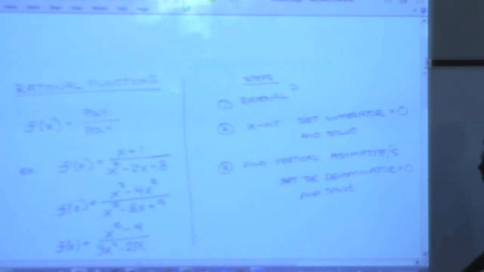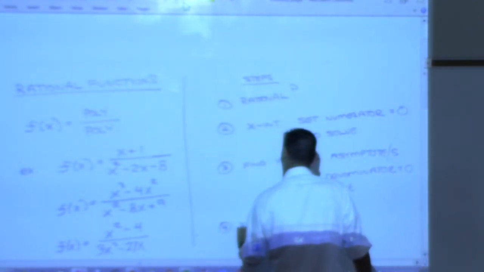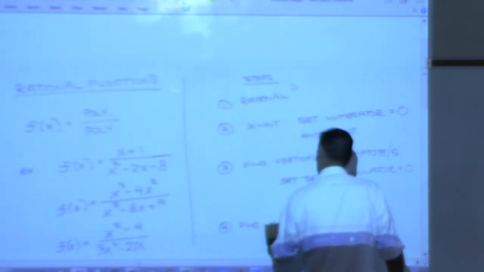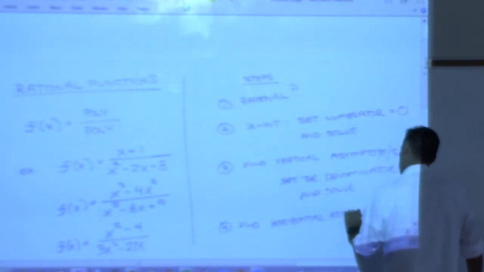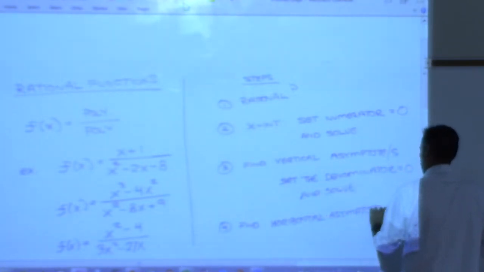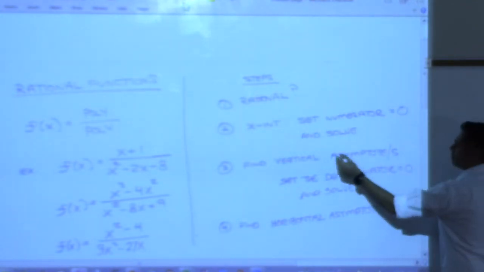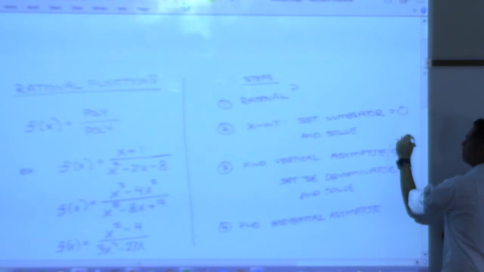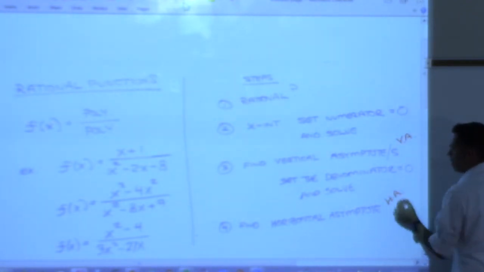The fourth step is to find the horizontal asymptote. I get sick of writing vertical asymptote and horizontal asymptote over and over. So from now on, when I write VA, I'm talking about vertical asymptote, and when I write HA, I'm talking about the horizontal asymptote, just to shorten things up for us.